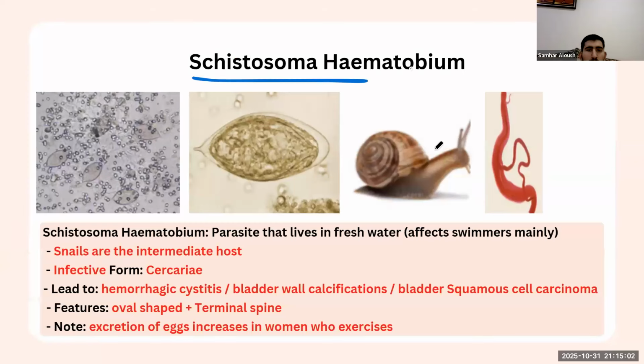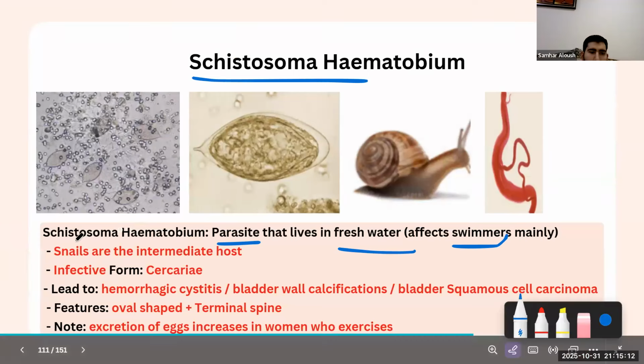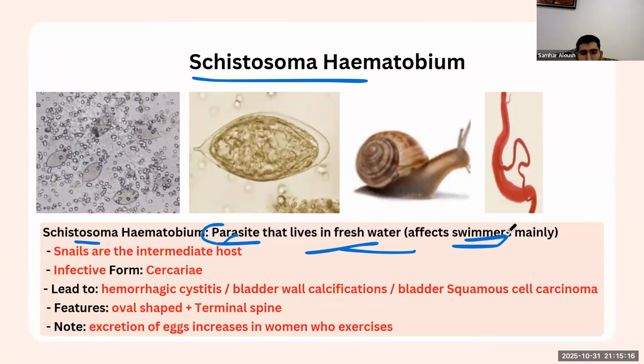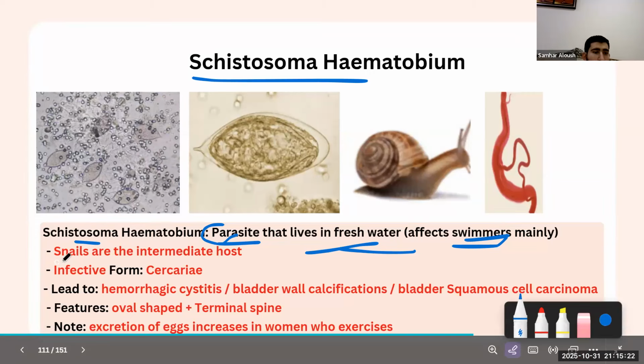First we have Schistosoma hematobium. Schistosoma is a parasite. Okay? It lives in fresh water. It mainly affects the people who swim in like a Nile or in the pool or wherever. So schistosoma is a parasite. Lives in the fresh water, affects swimmers mainly. The question will become like someone went and swim in a Nile or whatever, in a river, sorry.